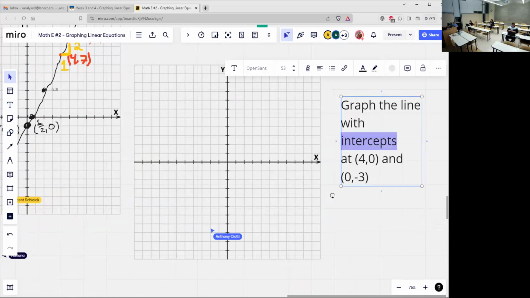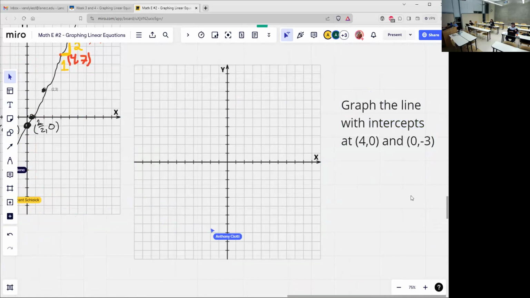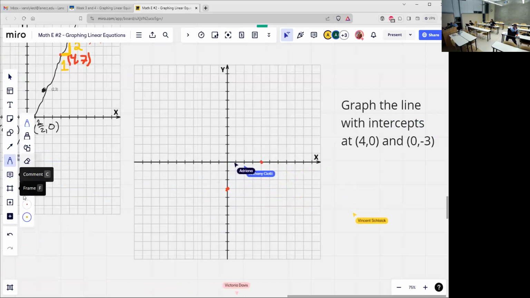Okay, there's 2 intercepts. (4, 0) and (0, -3). Show me where those are on the graph so I make sure we're not confused. Great, and then I'll try and do my best to draw the line. Okay. Ta-da. Again, everyone can do this task if they wanted to.